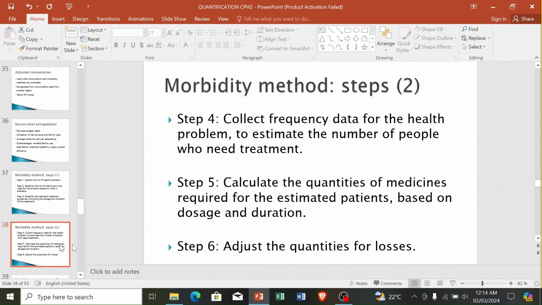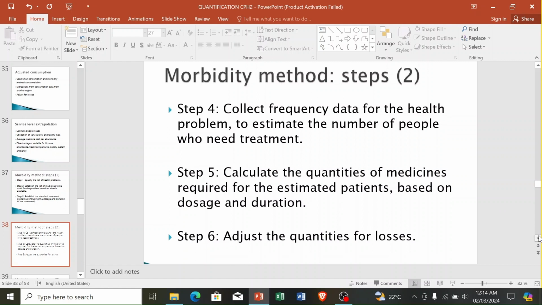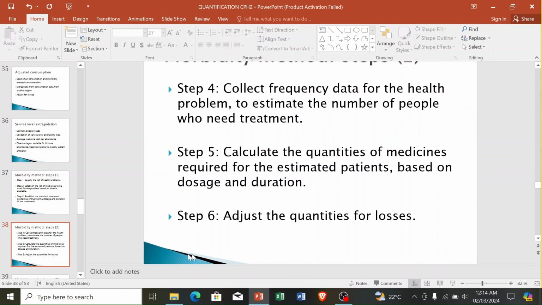Then adjust the quantities for losses. Adjust quantities for loss. That is step 6.